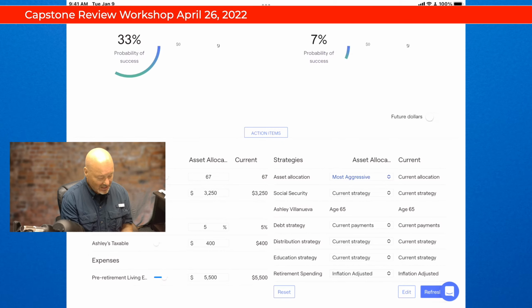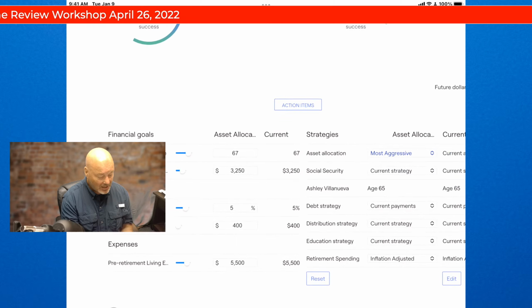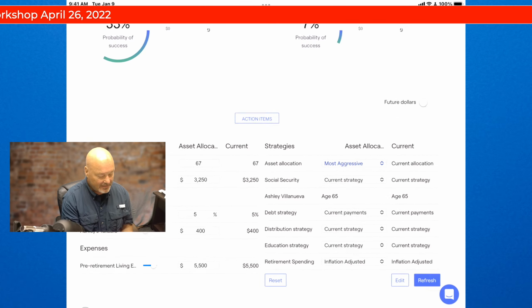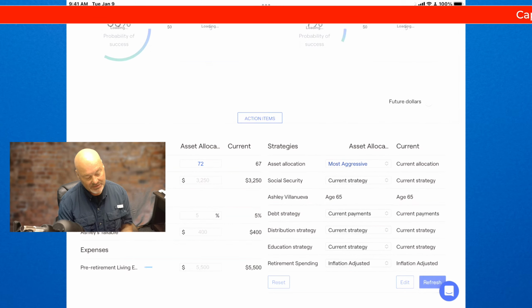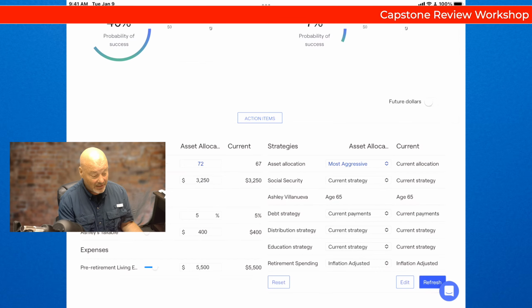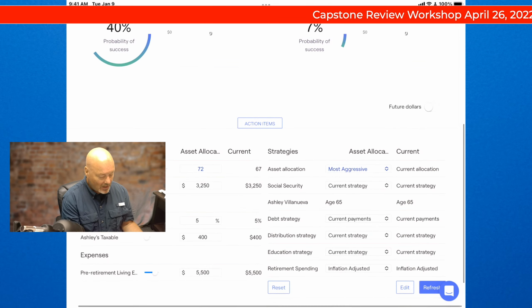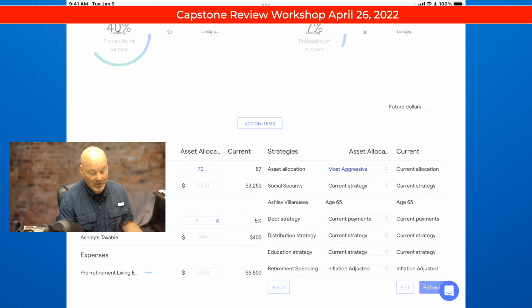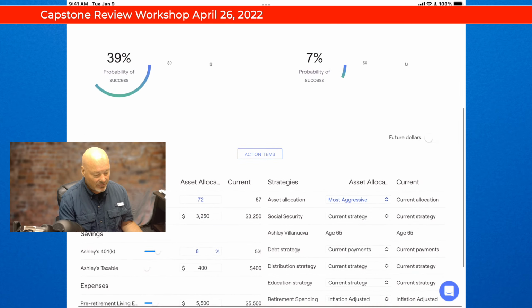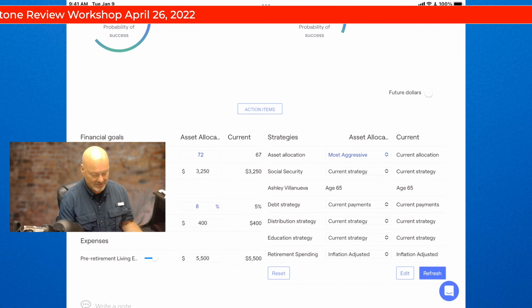So if I want to change this, what can I do? I can make all kinds of changes here. I can say, Ashley, let's retire later and see what happens. This is what I want you guys to do. I want you to play around with some things. I want you to see what happens if you put 8% into your Roth. That's what I just did, and then I hit refresh. And then we get a 39% probability of success.